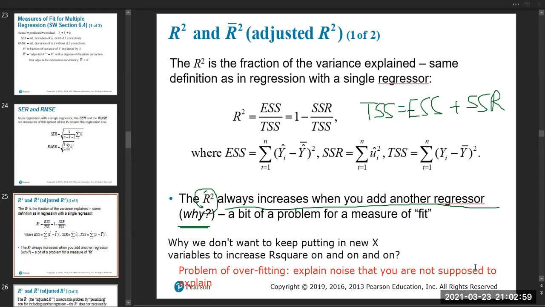The problem is, if you keep adding X variables on and on and on, then you probably will end up having a better and better R square. You can continue doing that for the rest of your life, just adding more things into your regressions. But why do we not do it? Because of overfitting, because the new information you introduce might mistakenly pick up some noise. You're not supposed to explain noise, because noise is so trivial.